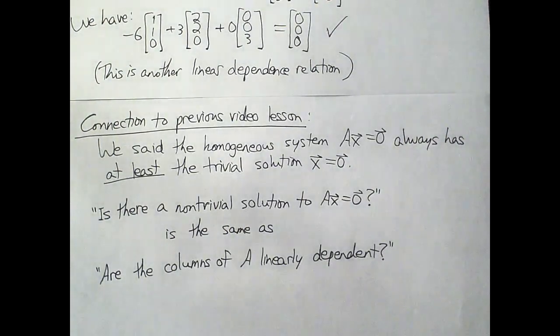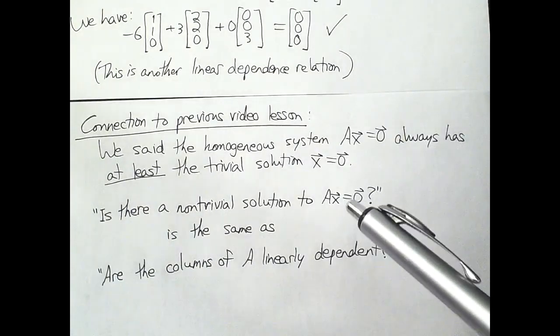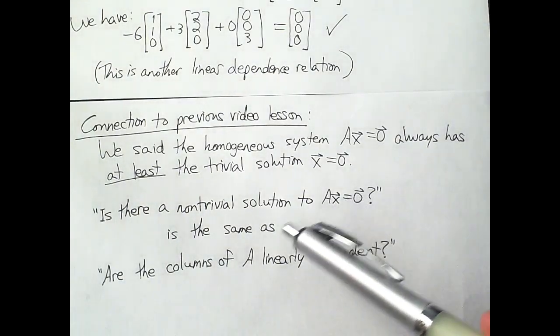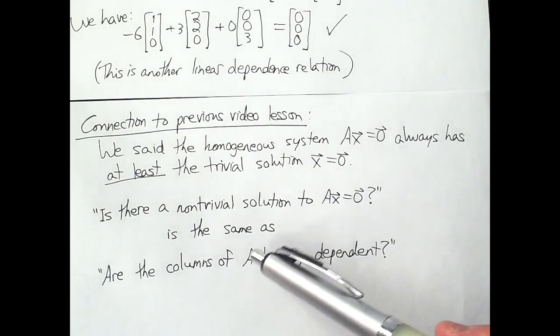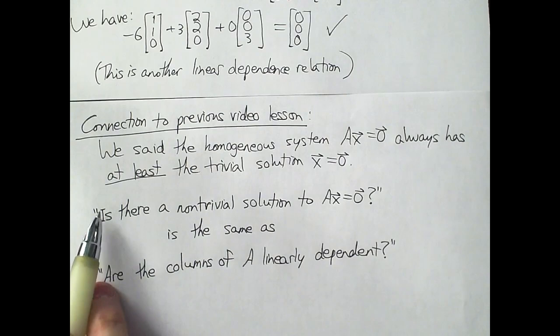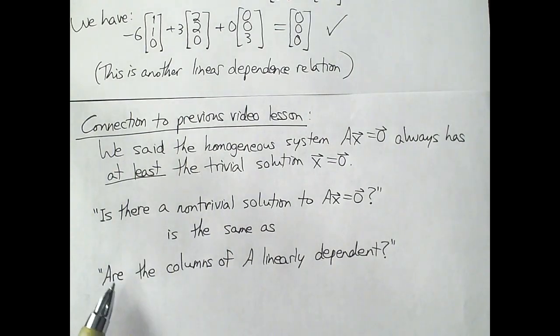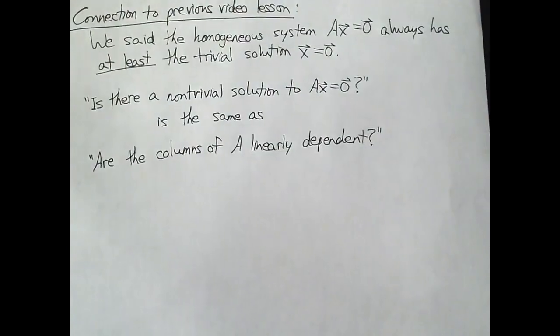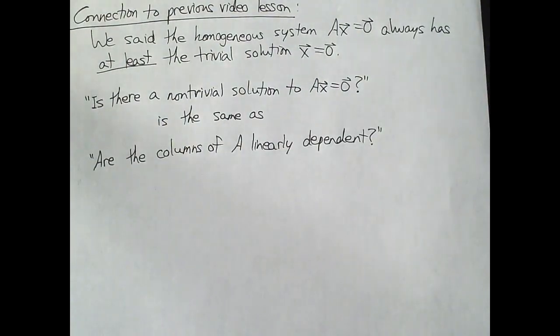So there's this connection between there being non-trivial solutions to a homogeneous system and the columns of the coefficient matrix being linearly dependent. If the answer to one of these is yes, then the answer to both of these is yes. If the answer to one of these is no, then the answer to both of these is no. Of course, it depends on what matrix A is given. I'll show you an example.